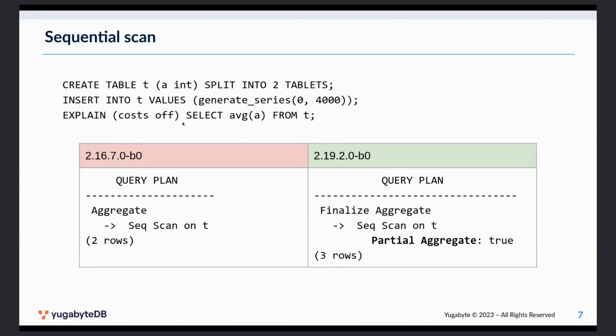The other sequential scan example was average. So this one, I wanted to get a little more involved in a specific example where I create a table that's split into two tablets and then insert values from 0 to 4,000 and then select the average. On a previous version, such as 2.16.7, we didn't support pushdown of the average aggregate function. So the explain would look like this, but in 2.19.2, we do support it. So the explain looks like this. The thing to notice is that it has partial aggregate, which signifies that it's using the aggregate pushdown.